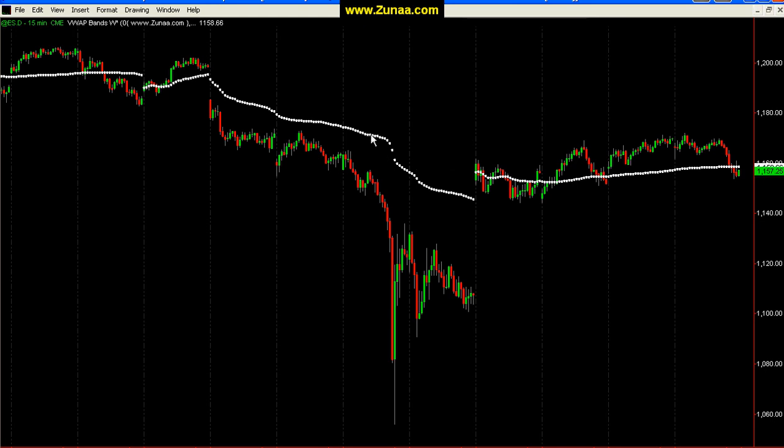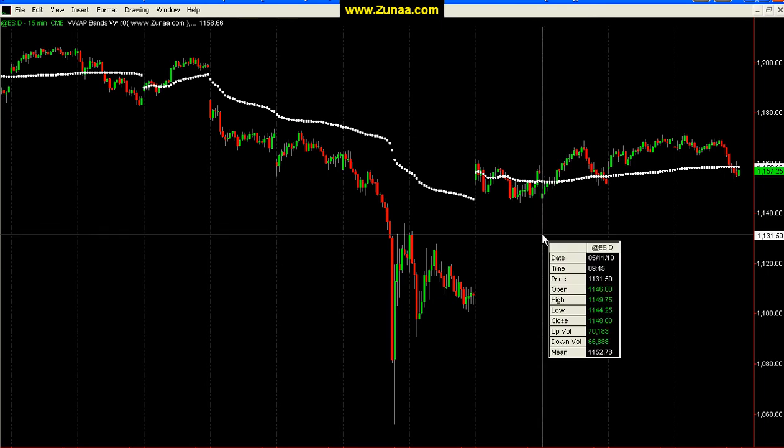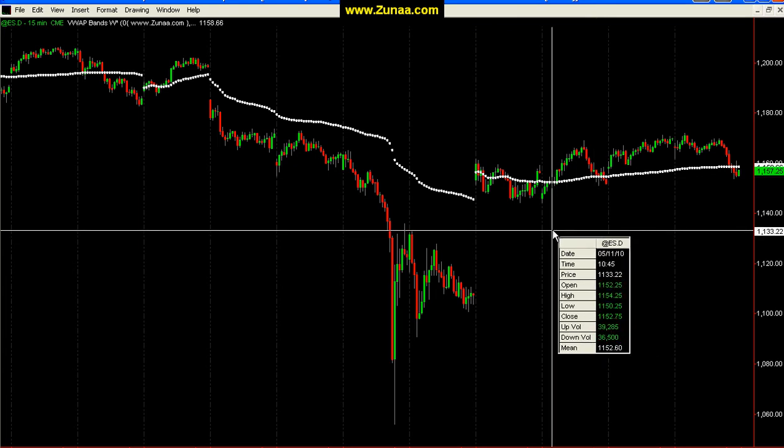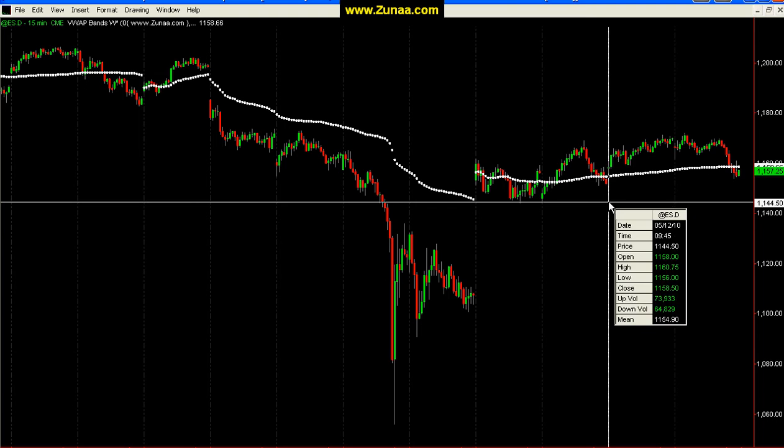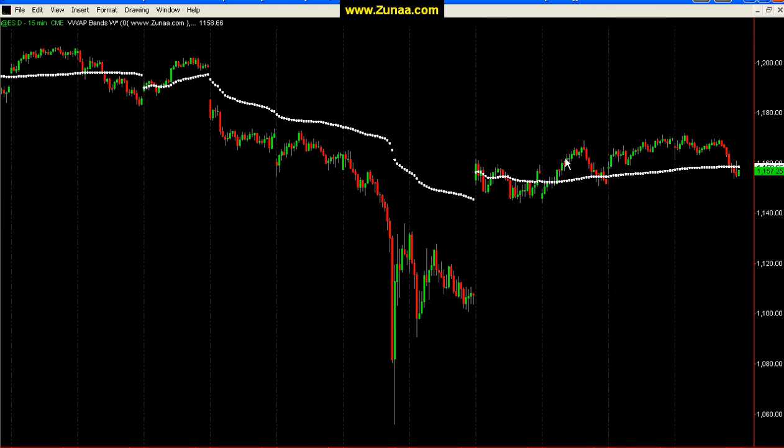Hello everyone, let's take a look at volume weighted average price bands. The W stands for weekly, and this is the indicator here. Now, volume weighted average price is very commonly used during intraday, and it begins calculating at the session start, and it will end at the end of the session. And then it resets again.